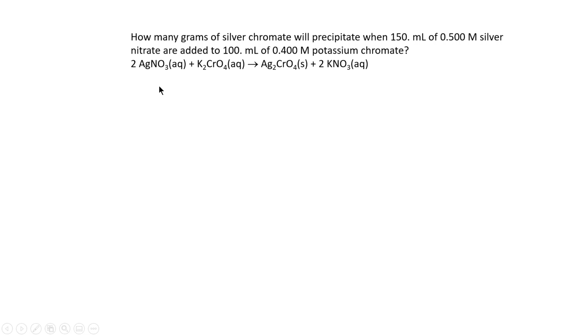All right, so in this question, they gave us the balanced equation. Of course, you could be given an unbalanced equation, which means that you'd have to balance it. And then it says how many grams of silver chromate, which is this, will precipitate when 150 mL of 0.500 M silver nitrate is added to 100 mL of 0.400 M potassium chromate. Okay, so the first thing we would have to do is find out which one of these two reactants would be the limiting reactant. So what we need to do first, we can start with the silver nitrate.